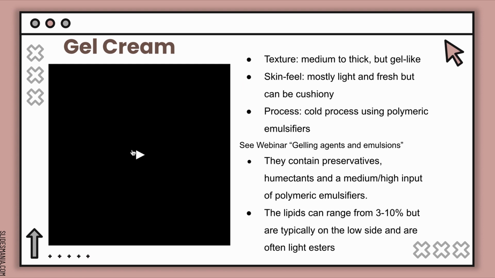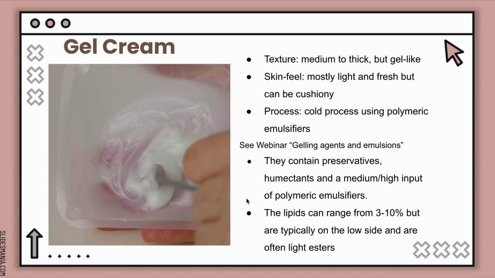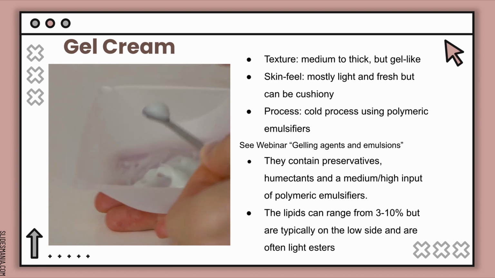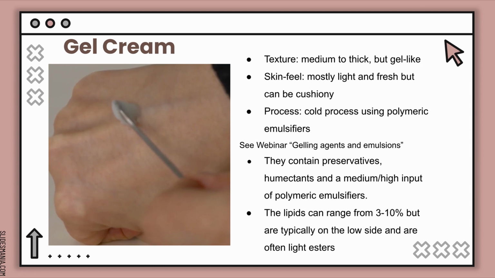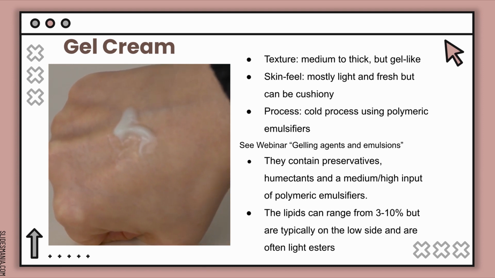Now let's see gel creams. They can have a medium to quite thick texture, but it's gel-like. So these products are often targeted to combination and oily skin types. So the skin feel is often light, but it can also be cushiony, depends from the product. They are made using polymeric emulsifiers and they don't require heating. Check our previous webinar to see how a gel cream is made.